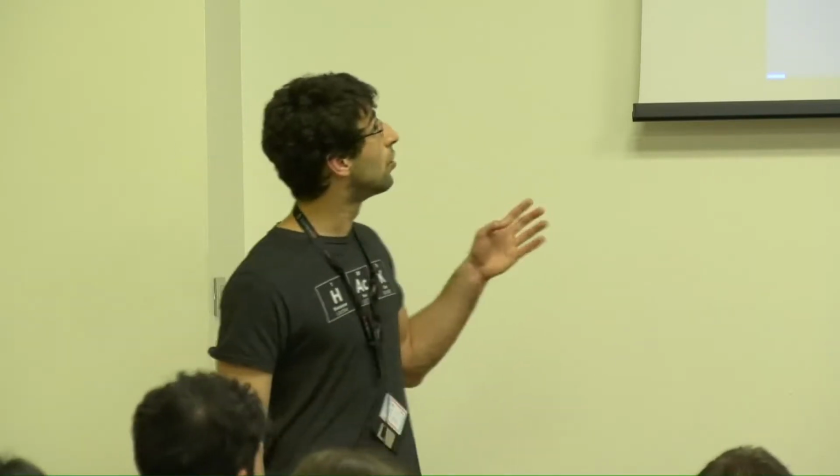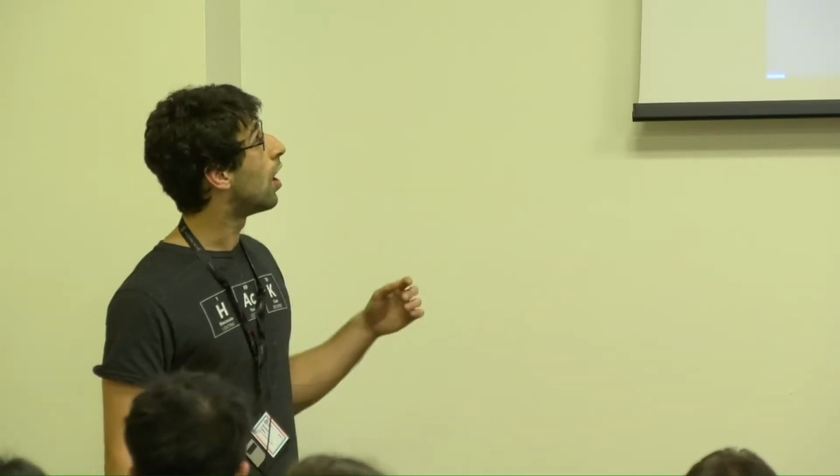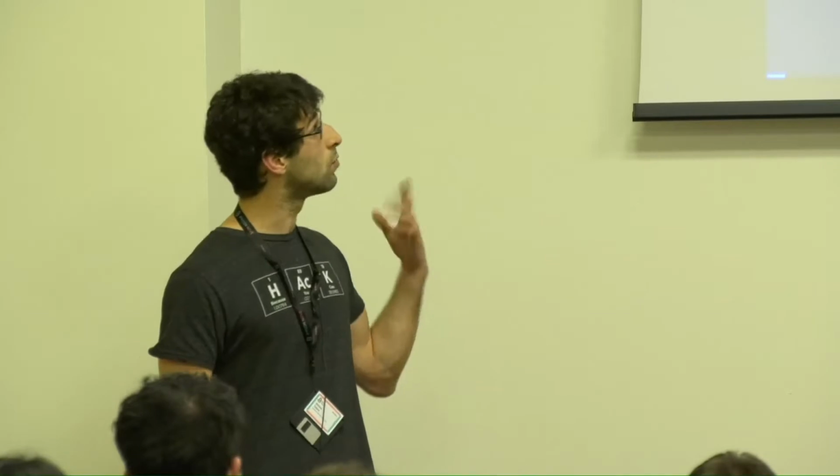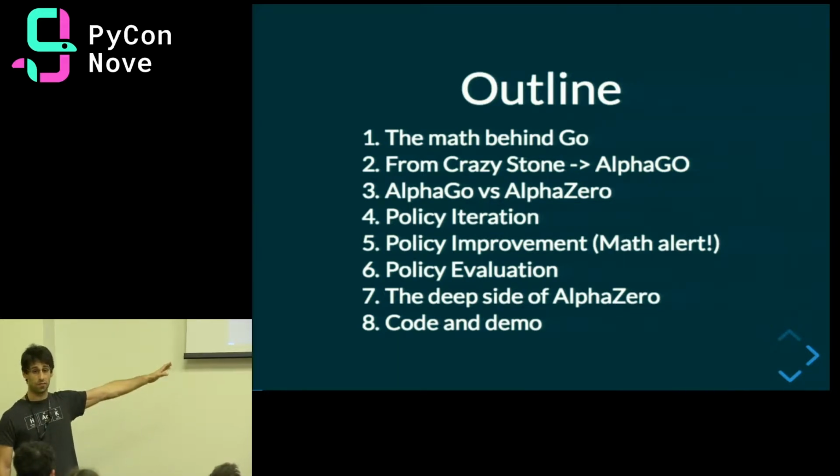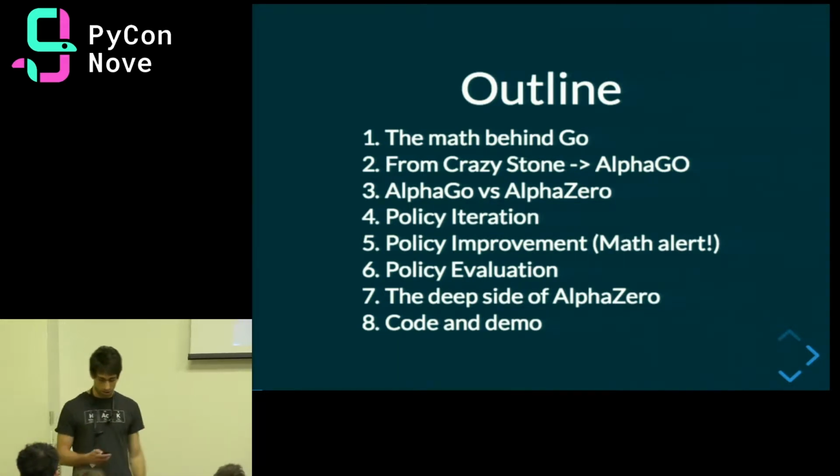All right, let's start. We're going to go through the math behind Go, and then we'll see how the software for Go is built down to AlphaGo. Then we'll get into the detail of the method, from policy iteration down to the code. As you can see, this part is split in two big chunks. One is very boring, and the other one is very fun, and the fun part is going to be his job.